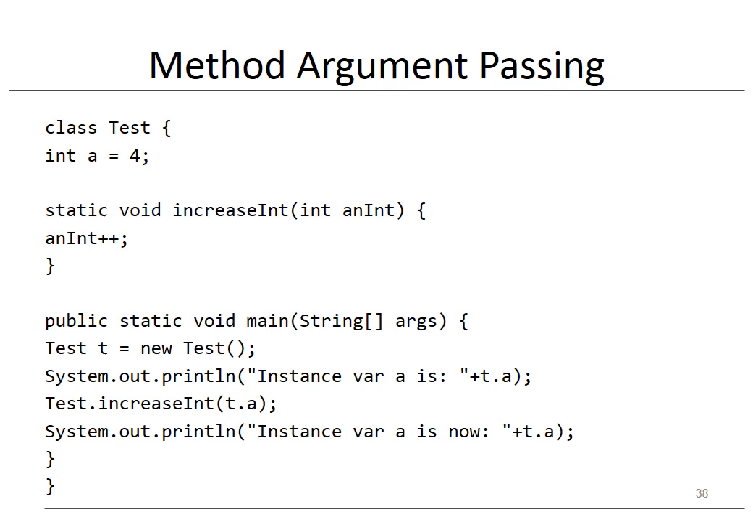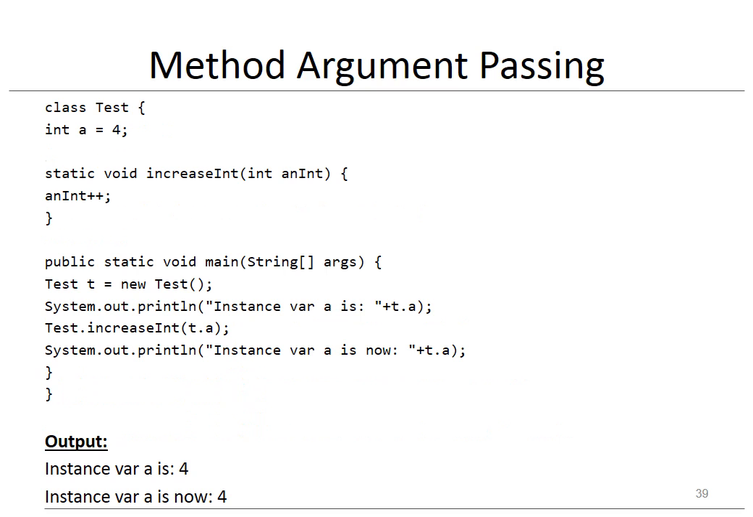It will be 4. We now call the class method increaseInt with t.a as its input variable. The value 4 will now be passed to the method increaseInt, where it will be increased with 1 unit and thus become 5. Since only the value is passed, it will not be returned to the caller, so nothing changes to the value of t.a. Hence, if you print it again to the console, you will notice that the value is still 4. Here you can see the output of our program.